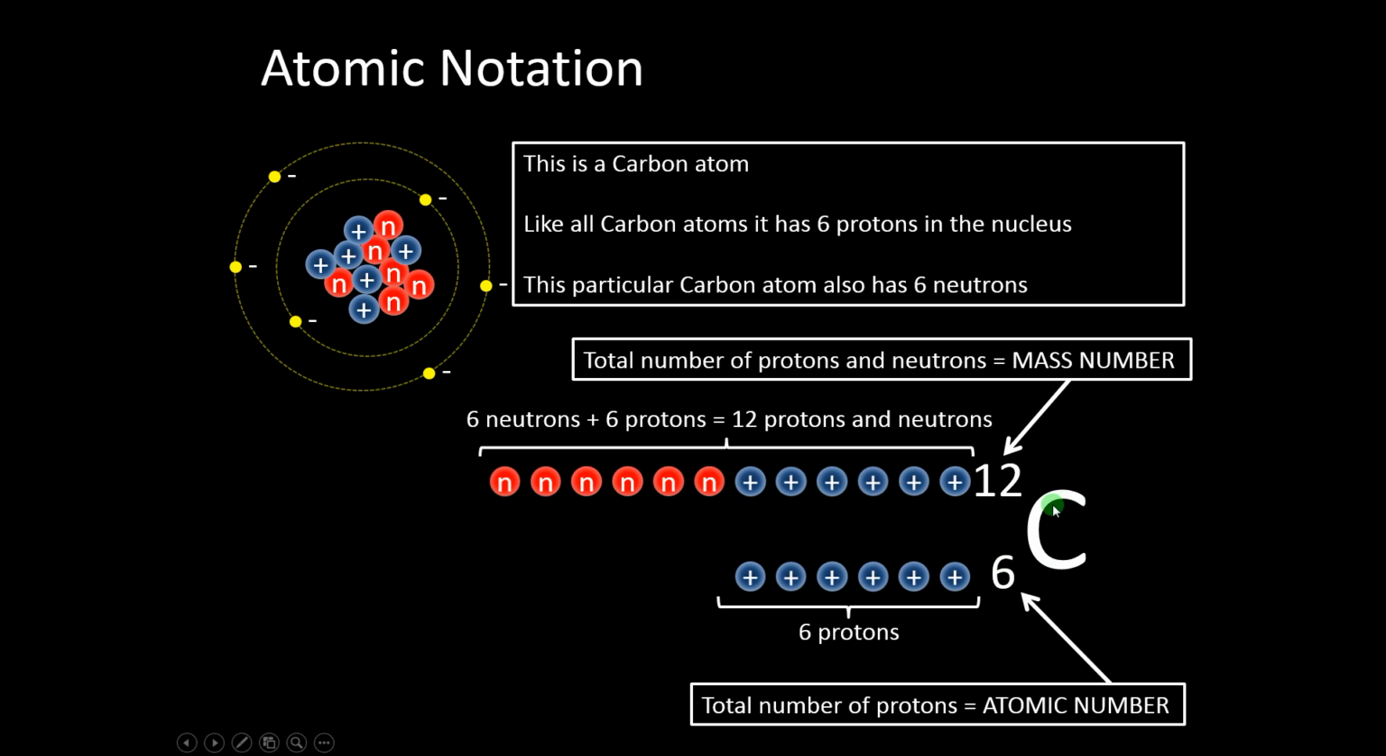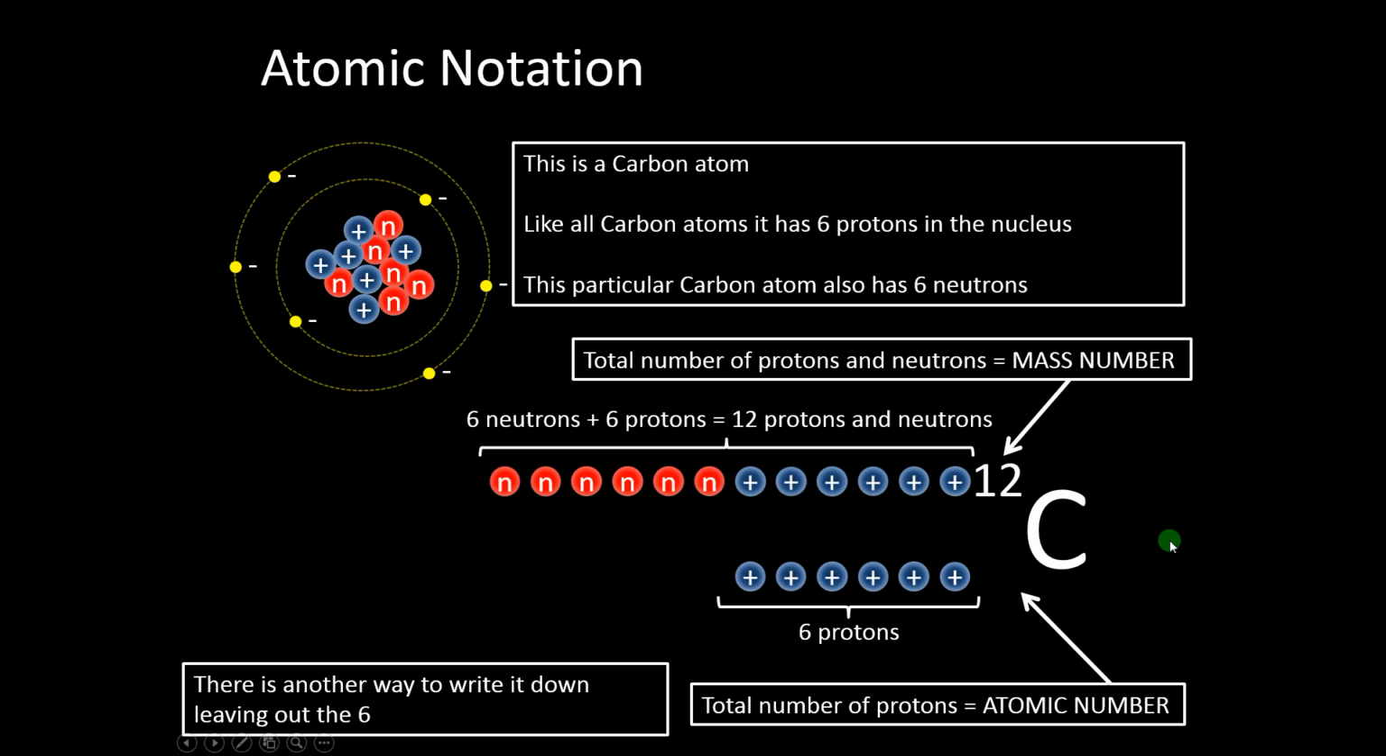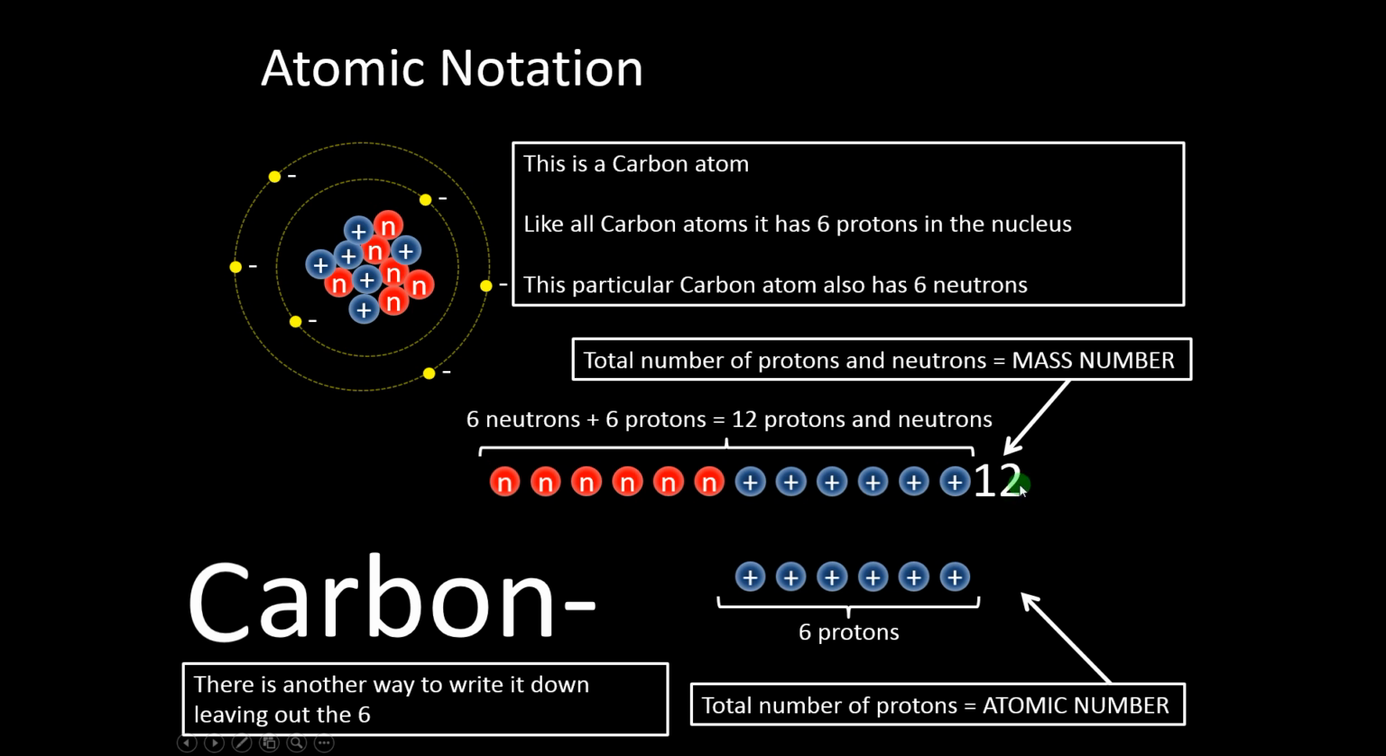Now, because every carbon atom has 6 protons, you will sometimes see this notation written with the 6 missed out, because the C tells you that it must be 6. And the other way you see these nuclei written down is that you see the full name of the element, so carbon, with the mass number written after it, so carbon 12. So those are the 2 ways in which you can write down the nucleus of an atom.